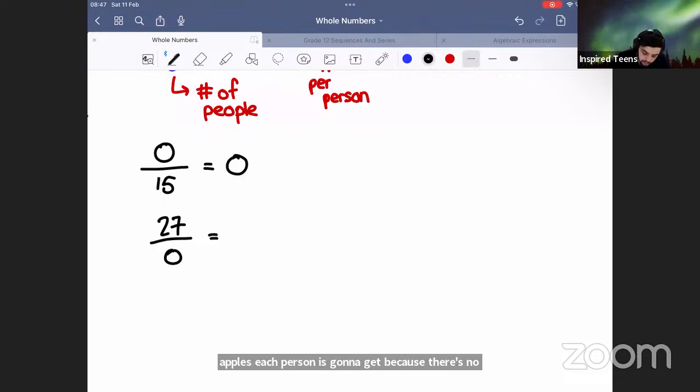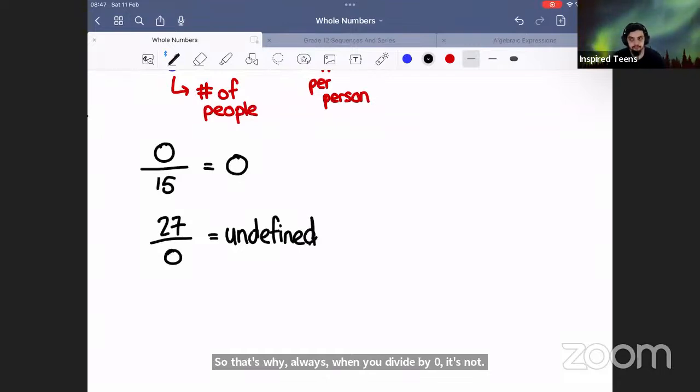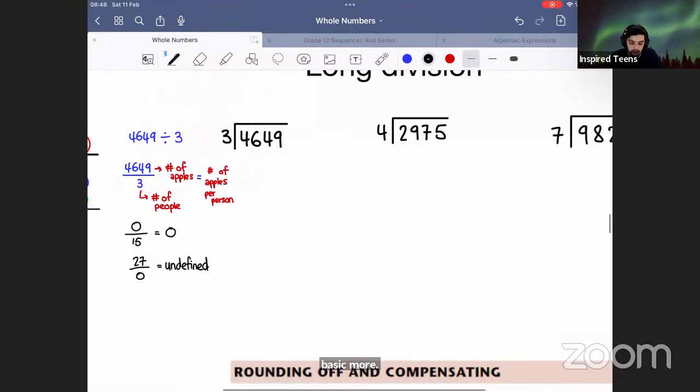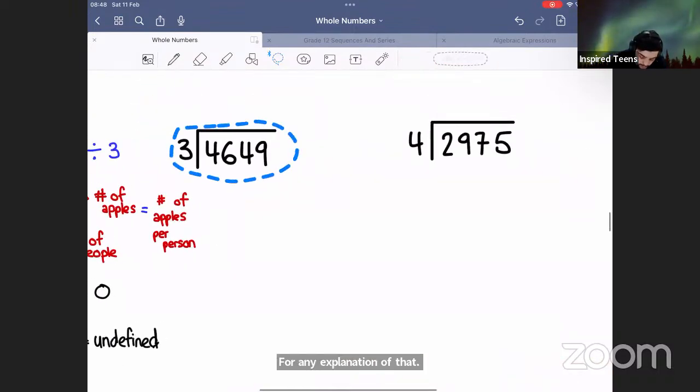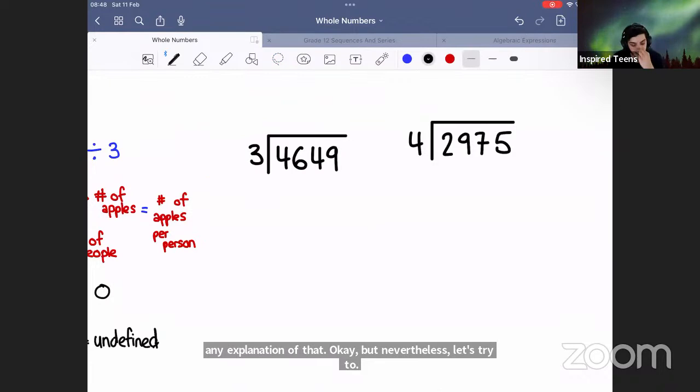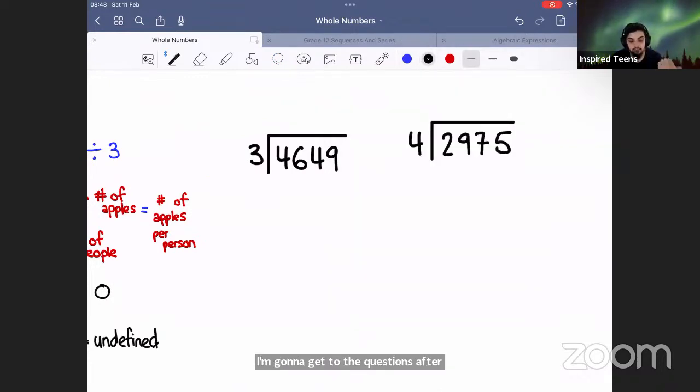So that's why, always, when you divide by 0, it's not defined. That's exactly why, but I'm just trying to give a basic, more friendly explanation of that. Okay, nevertheless, I'm going to get to the questions afterwards. Let's just focus on finishing this long division. I'm just going to do one example, then we'll have to end because time is almost up.